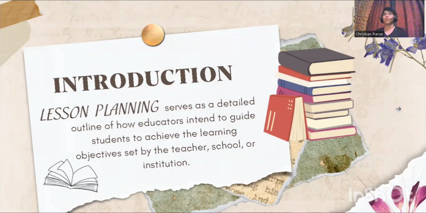Planning is the process of creating a detailed strategy for achieving specific goals or objectives. There are certain areas in which we can use planning. For example, if we talk about education, lesson planning serves as a detailed outline of how educators intend to guide students to achieve their learning objectives set by the teacher, the school, or the institution.